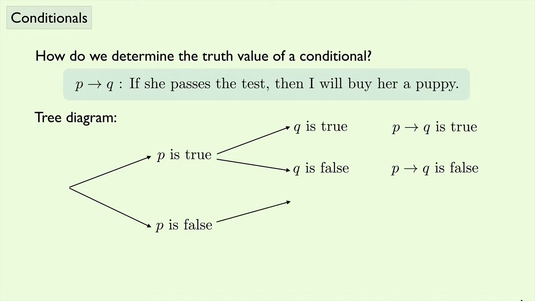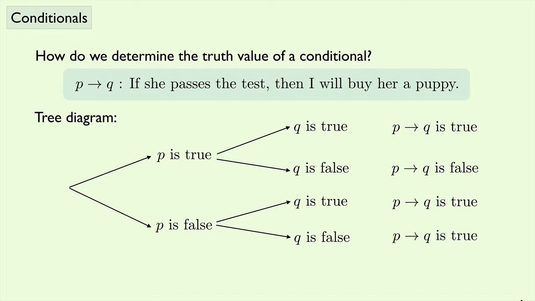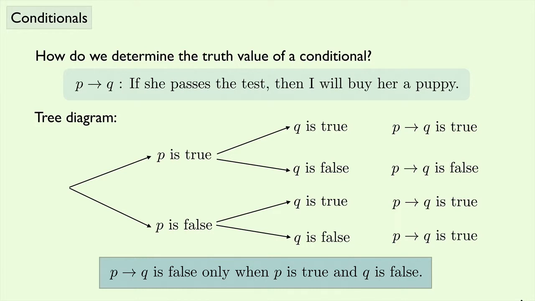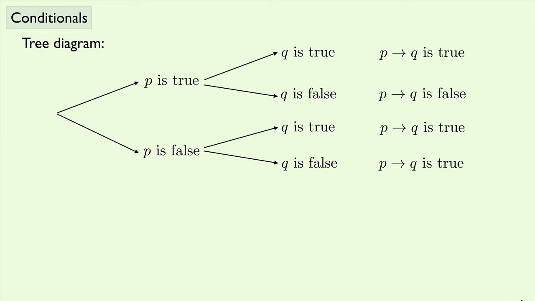How about if she didn't pass the test, but I still bought her a puppy? Well, this one's a little bit sneaky. I didn't say anything about what would happen if she didn't pass the test, so I didn't break my promise, so the conditional is still true. And suppose she didn't pass the test and I didn't buy her a puppy. I didn't break my promise, so the conditional is still true. So we see that the conditional is false only when P is true and Q is false. So here's our tree diagram.